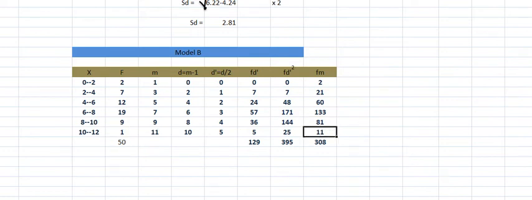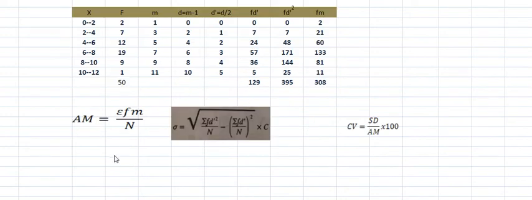Now we need to apply the formula. The formulas are like this. First I have to apply the mean now. What is mean? Arithmetic mean. All of you know that arithmetic mean equals what? fm divided by n. fm is how much here? 308. So 308 divided by n, which is 50. So apply 308 divided by 50. What is the answer for that? 308 divided by 50 is 6.16. 6.16 is the arithmetic mean.